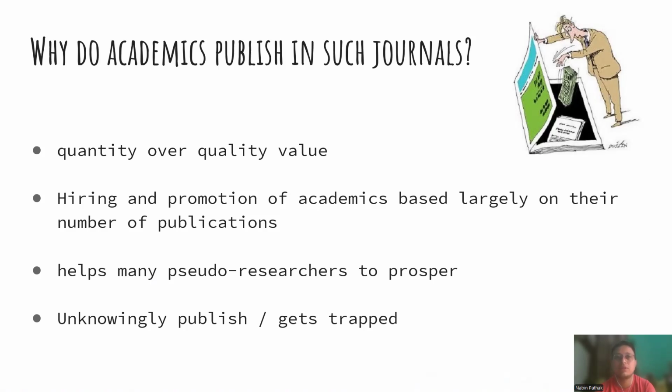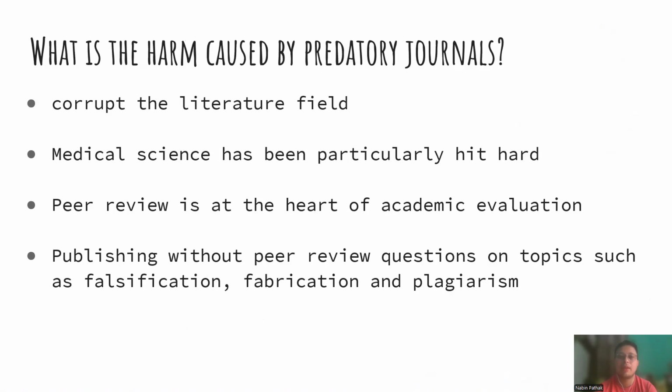So, students who are in their first phase of trying to publish their papers, or researchers who are in their first phase of publishing, need to know about predatory journals. The exact harm caused by predatory journals is that these papers corrupt the literature field, right? So, we talk about scientific integrity. It harms the basic ideas of science, and medical science can be particularly hit hard by these papers, because they lack peer review. And if peer review is lacking, the quality, the scientific rigor of the paper can decrease, which might ultimately harm the science.